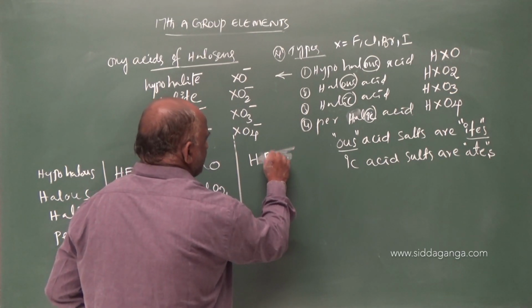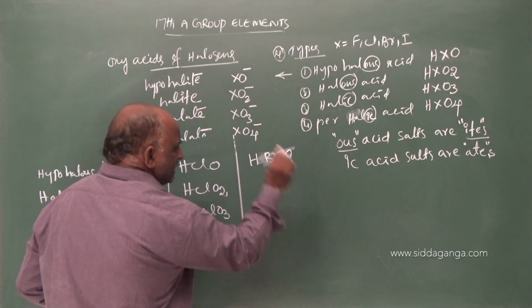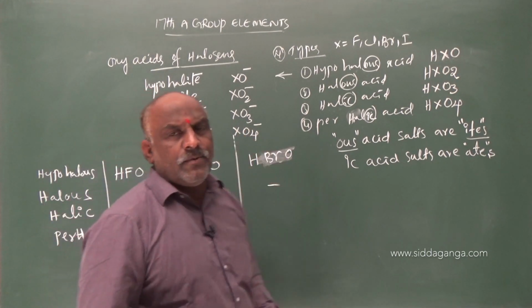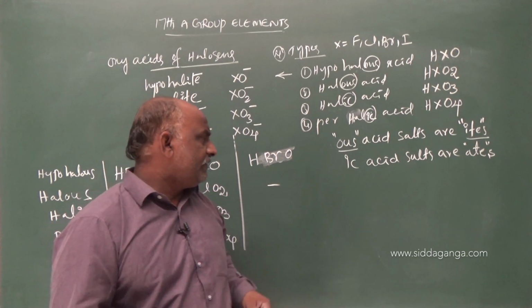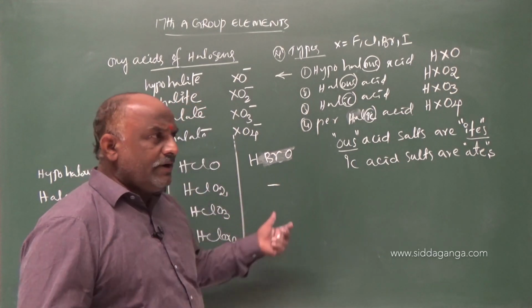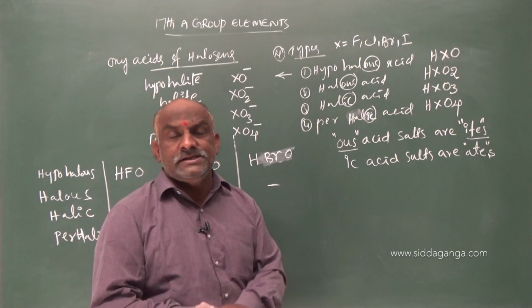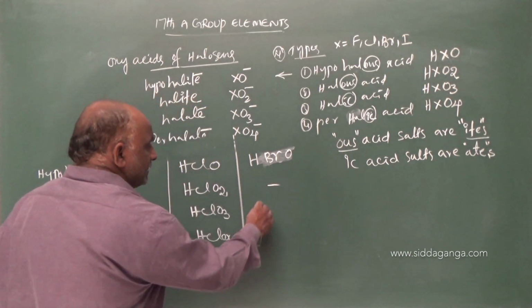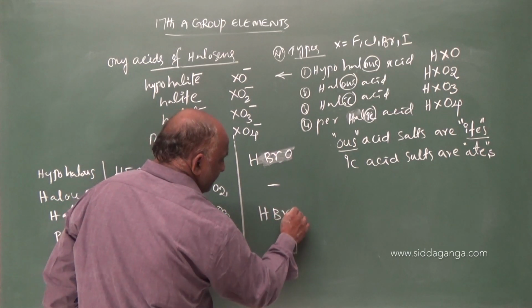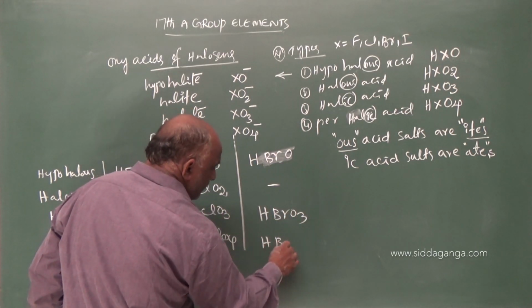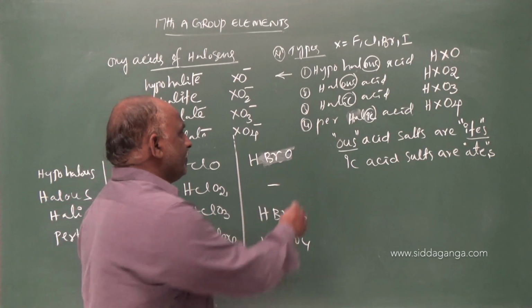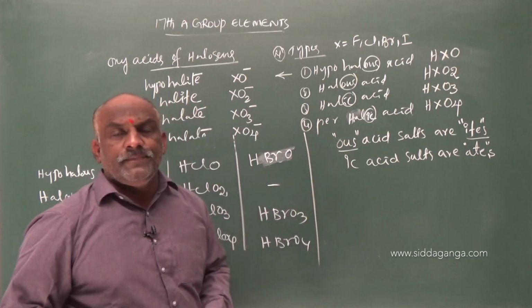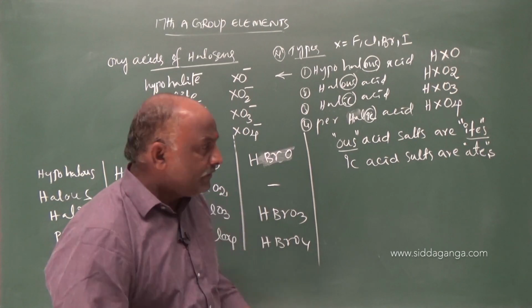While going to the next category, bromine, HOBr, we should write HBrO only. Next, according to the NCERT, this compound, HBrO2, does not exist. But nowadays HBrO2 also exists at low temperatures. And next is HBrO3 and HBrO4. Now we are going to the last category.